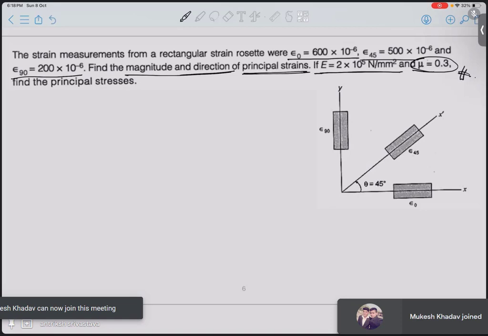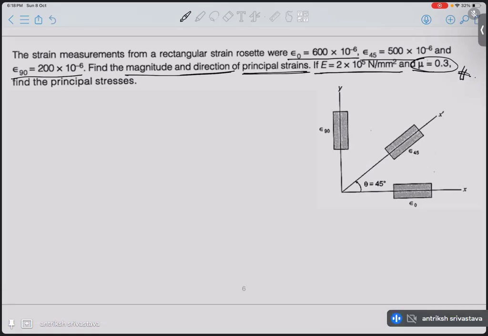Okay. So we are given that the strain in three directions is 600, 500 and 200, and then we are asked what is the principal strain's magnitude and direction. What we have to first of all understand here is, let's draw the respective stress diagram. Oh, and also we have to find principal stresses. So anyhow, let's draw the stress diagram.